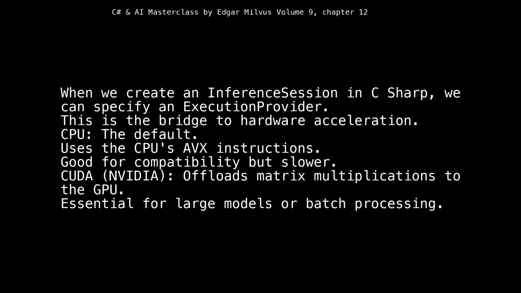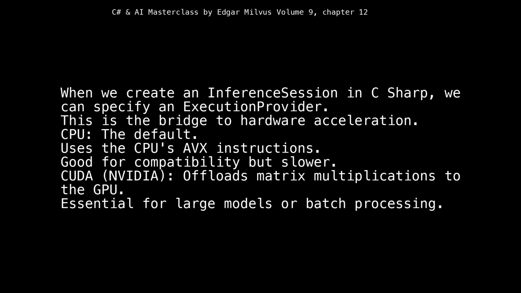Let's discuss 2. The execution providers. When we create an inference session in C#, we can specify an execution provider. This is the bridge to hardware acceleration. CPU, the default, uses the CPU's AVX instructions. Good for compatibility but slower.